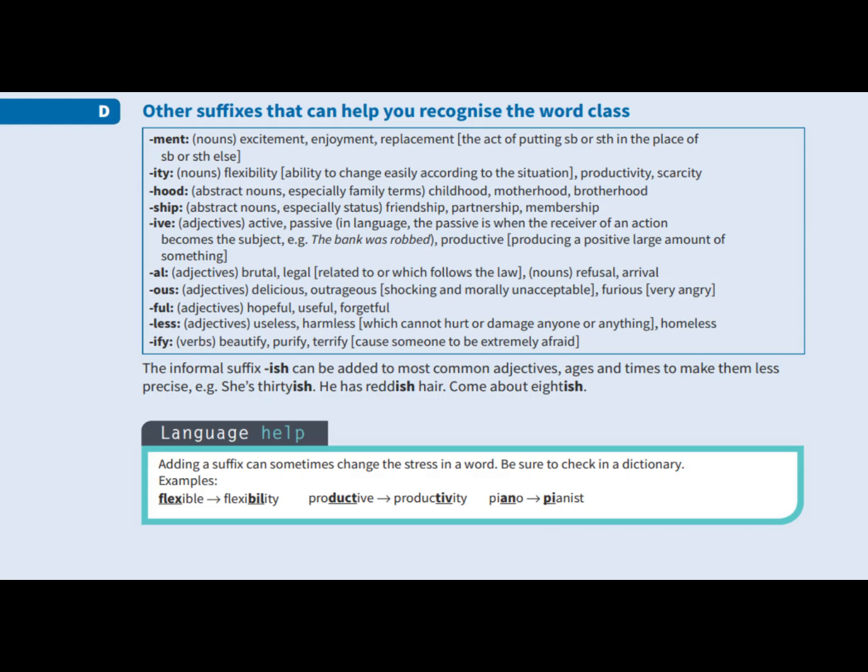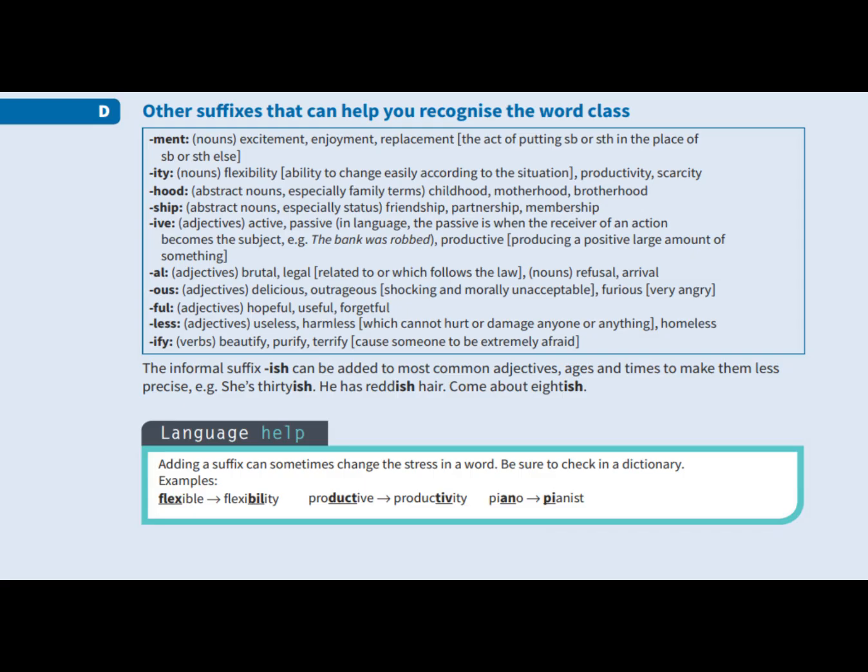The suffix -al can form adjectives or nouns. Examples of adjectives include brutal and legal. Something legal is related to the law or follows the law. Examples of nouns ending in -al include refusal and arrival. The suffix -ous forms adjectives such as delicious, outrageous, and furious. Something outrageous is shocking and morally unacceptable. Someone who is furious is extremely angry.